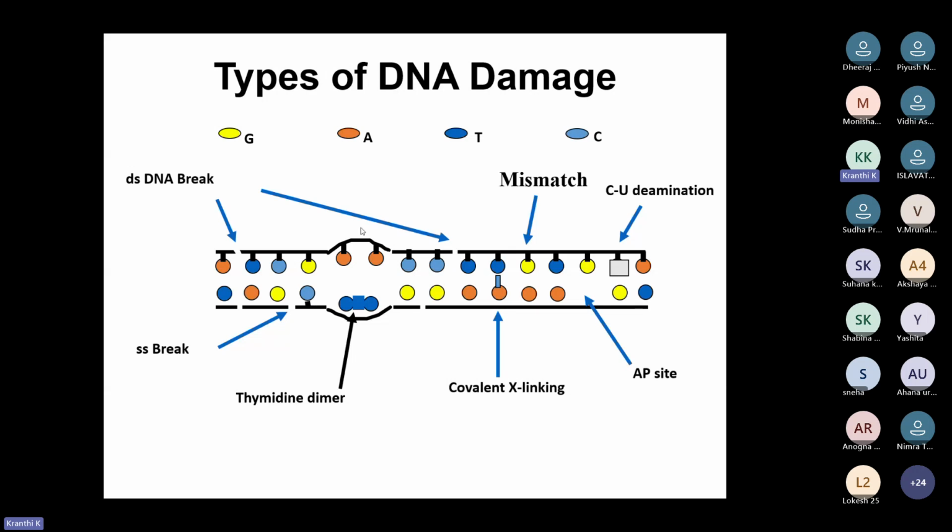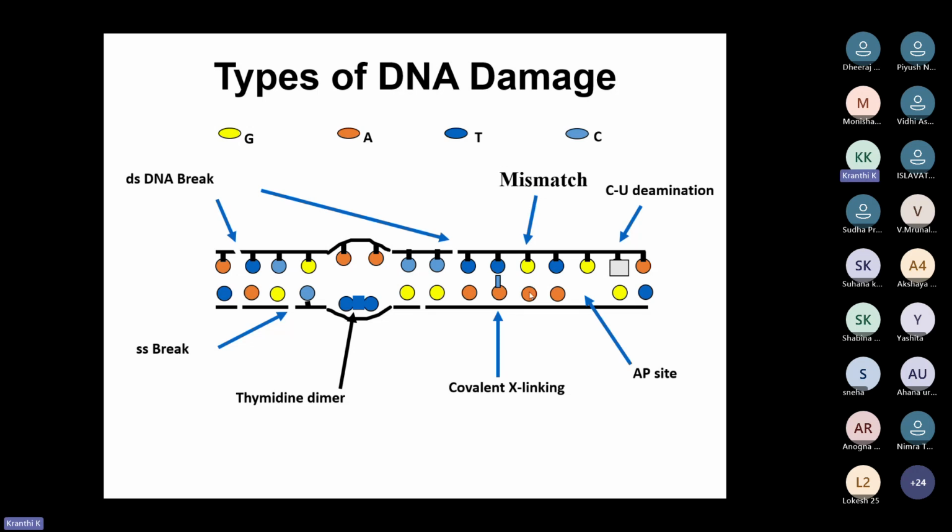So here a single strand break, single strand. Then it's a mismatching. See, GATC, right? Here we have yellow color. Yellow means G. Okay. G should match with the C, but here it is showing A, right? So it's a mismatch.